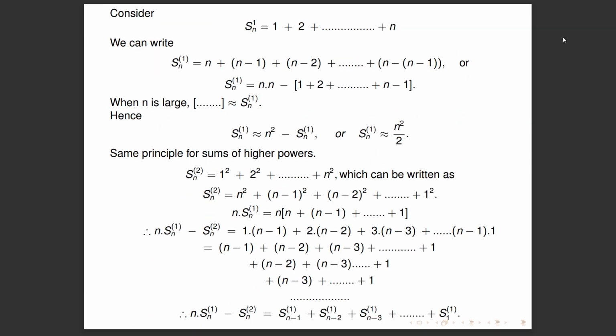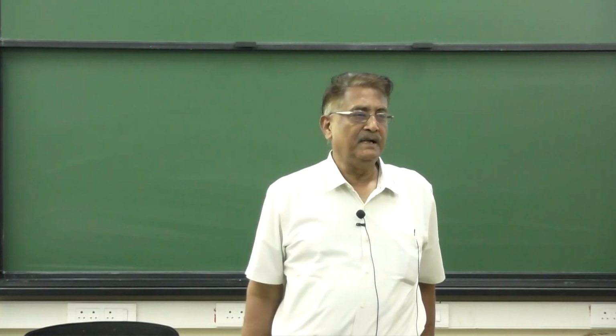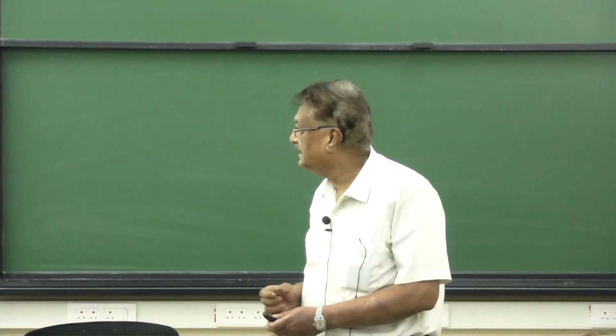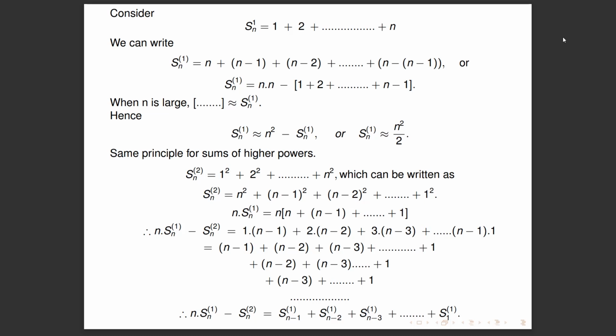Then they use a trick. You know that 1 plus 2 and so on up to n, the first power, is n into n plus 1 by 2. All of you know that. For very large n, if you can ignore the 1 next to n, it is approximately equal to n squared by 2. Next, they will show this by organizing these terms properly.